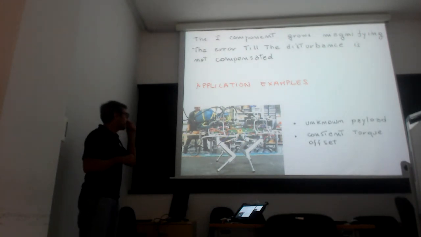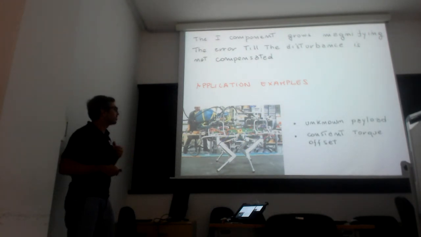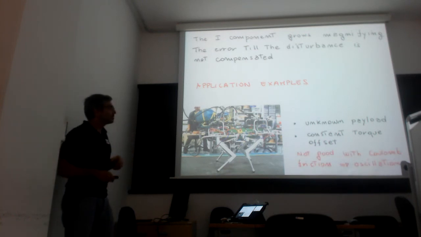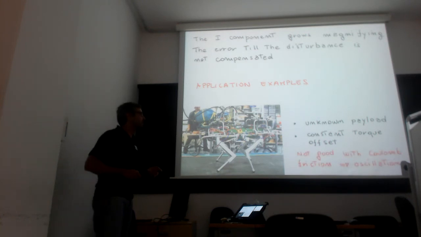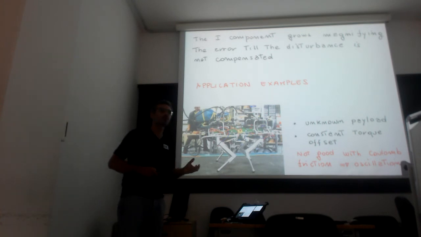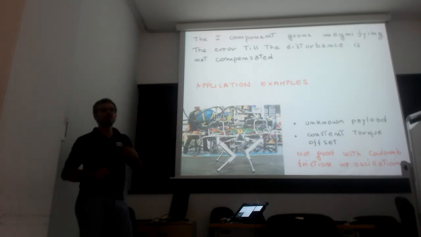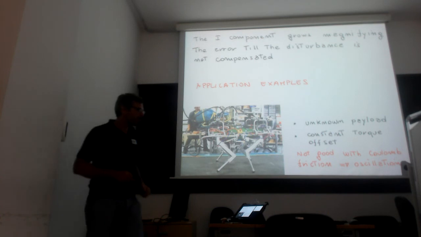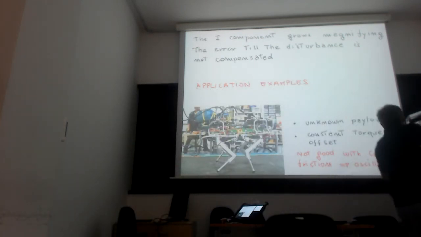This is an experiment we did, for example, putting loads on the robot, or as I said, the constant torque offset. It's not good to use integral action to overcome Coulomb frictions, because Coulomb friction depends on the velocity. You see, it changes sign. So it is constant, but it's changing sign continuously with the motion. So integral action can bring to oscillations.